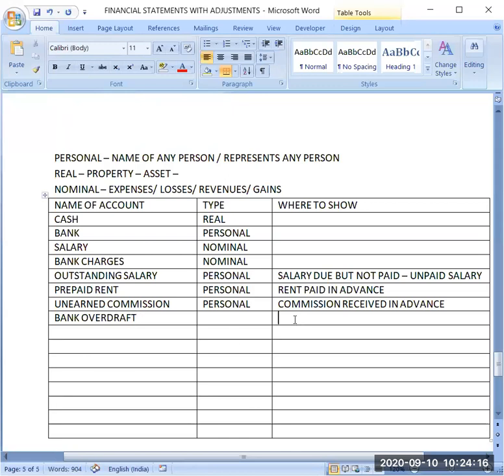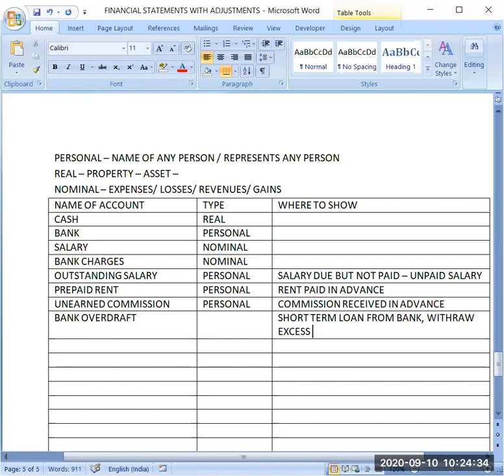See, bank overdraft we have discussed in business studies also. It is a short-term loan from bank. In case of emergencies, you are allowed to withdraw excess money from your bank account, from your current account. Bank allowed you some limit that you can withdraw this amount also from your bank balance.